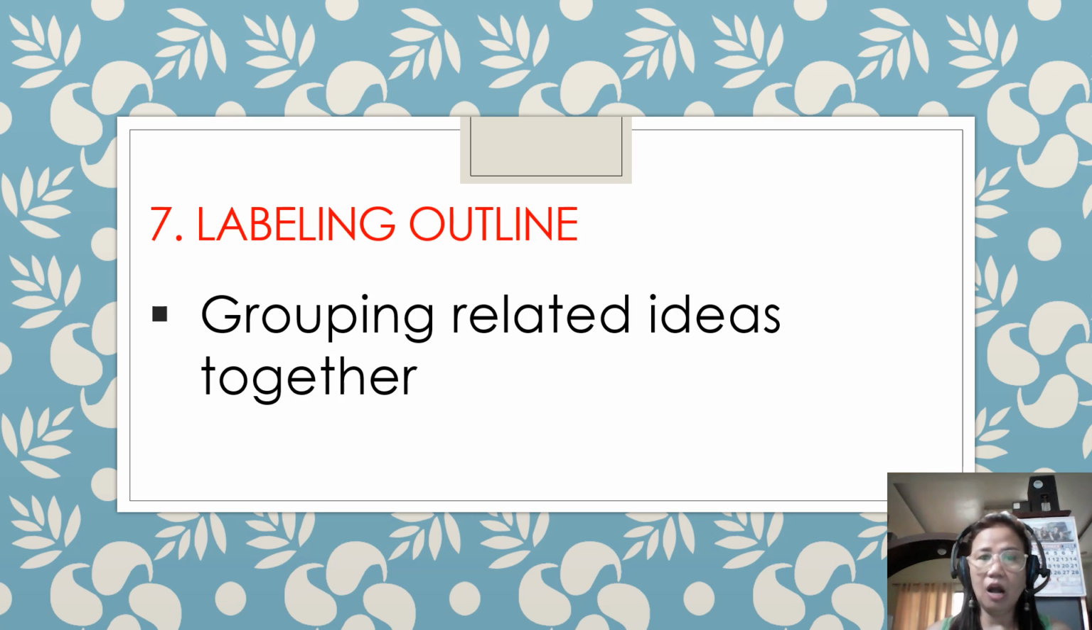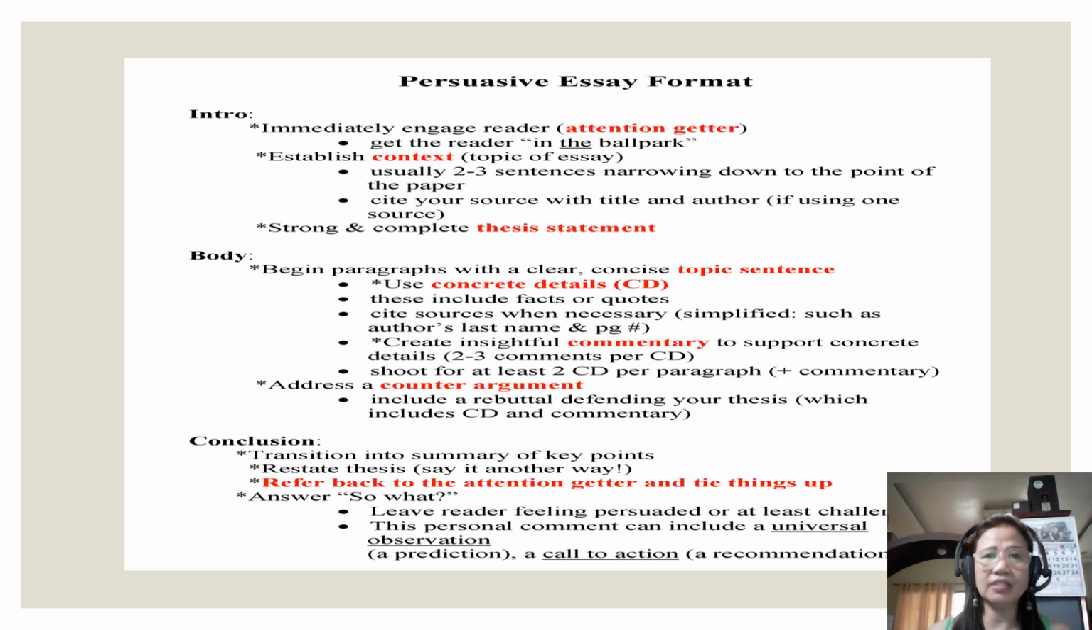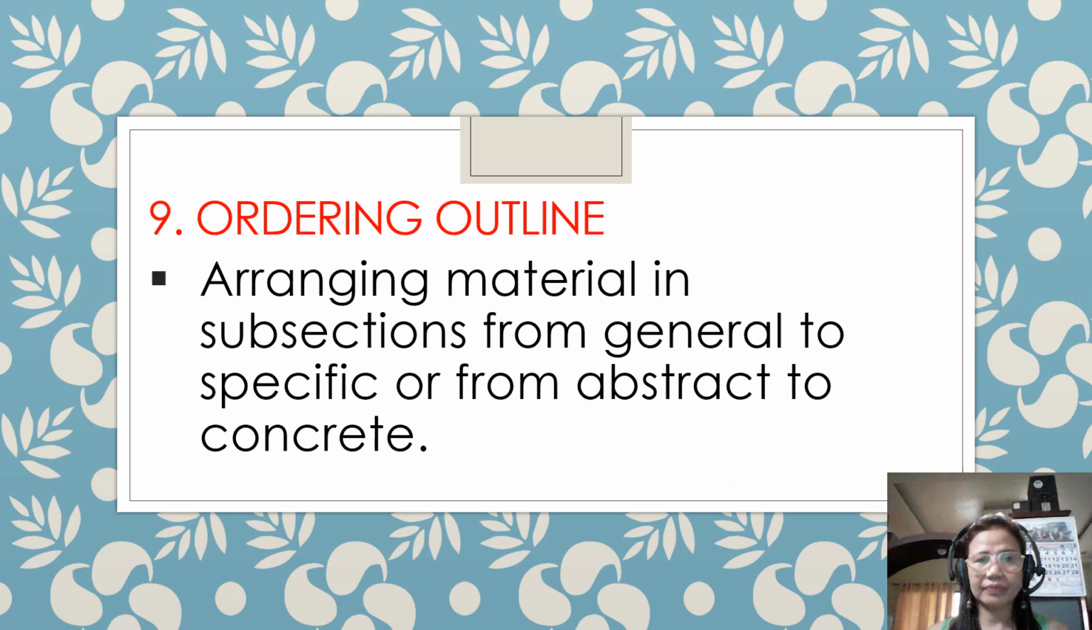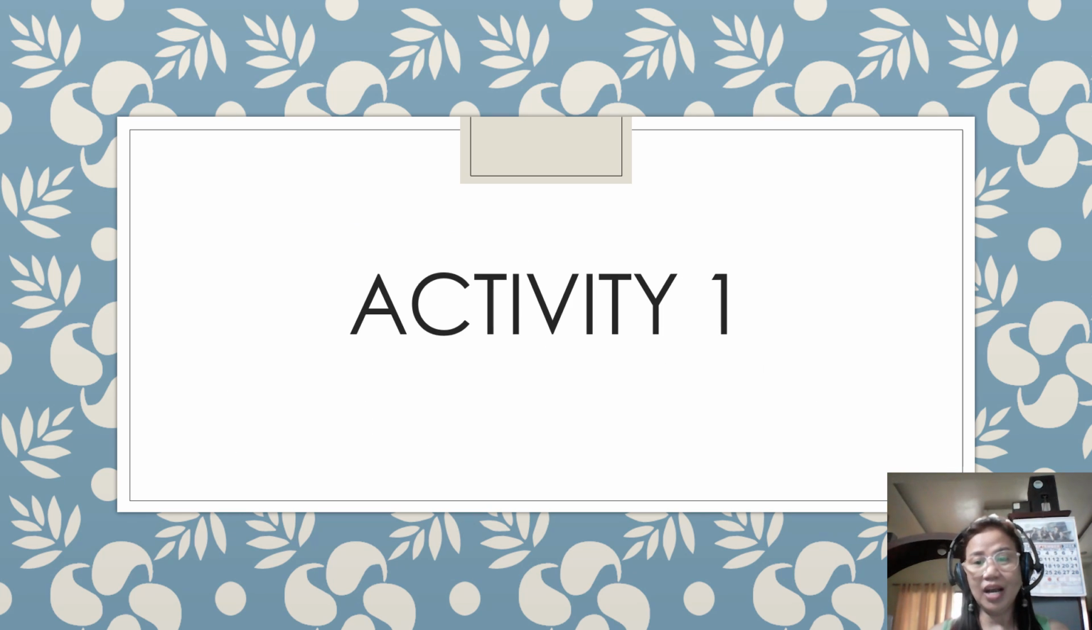Next, labeling outline, grouping related ideas together. Very simple. So this is an example of a labeling outline. There is the introduction, the body, and the conclusion. It is very much detailed. Next, number 9, ordering outline, which means arranging material in subsections from general to specific or from abstract to concrete.